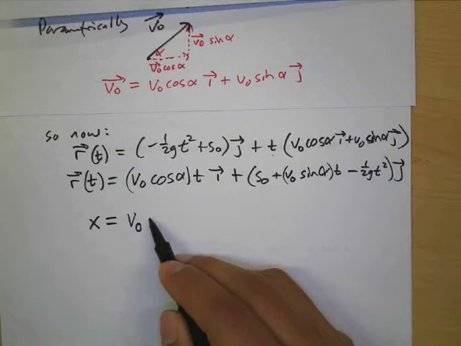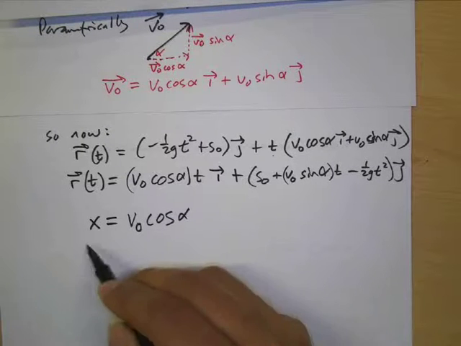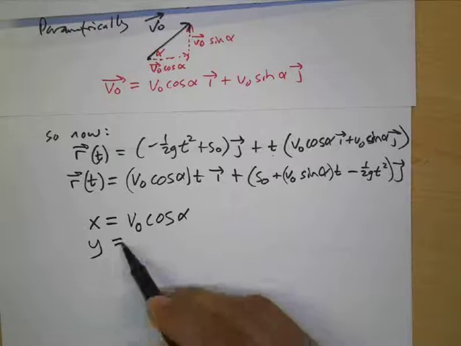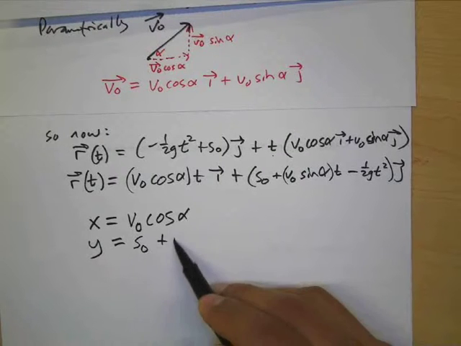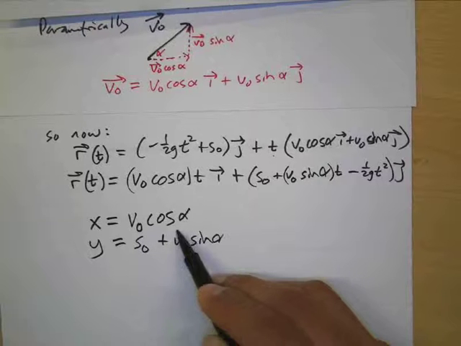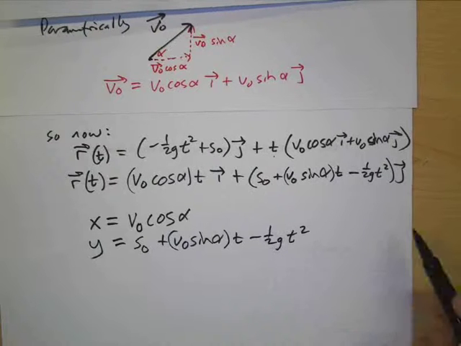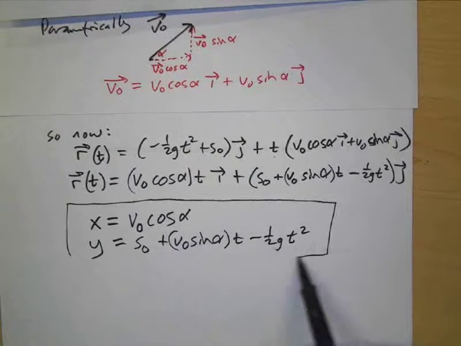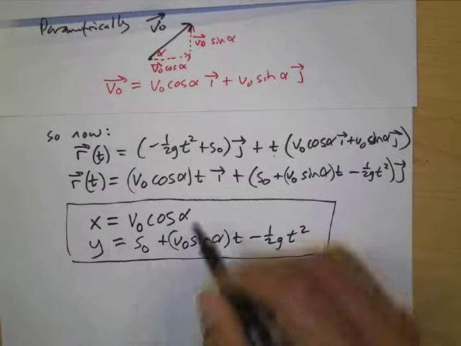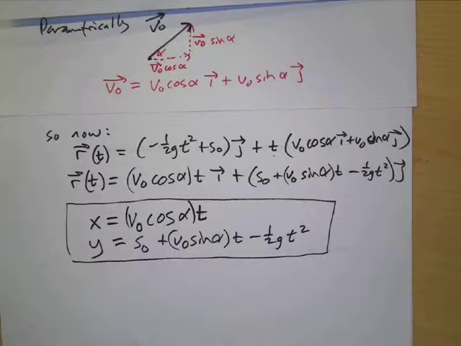V naught cosine alpha, right? And then the y position would be s naught plus v naught sine alpha times t minus 1/2 gt squared. And these should be the same equations that you do in physics.